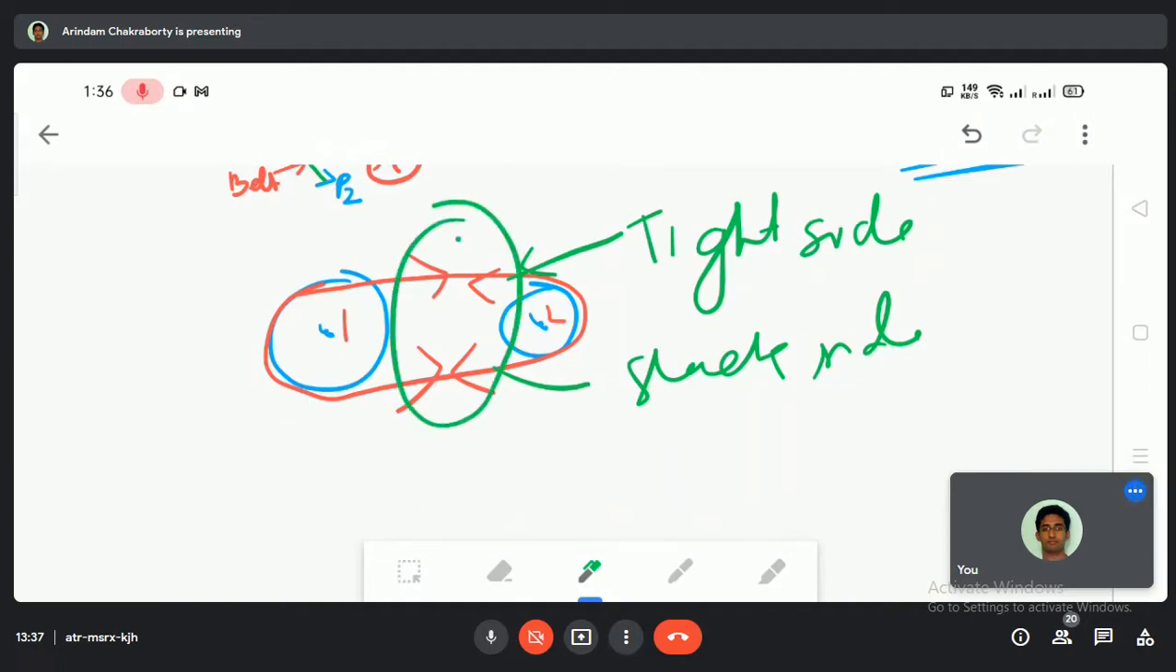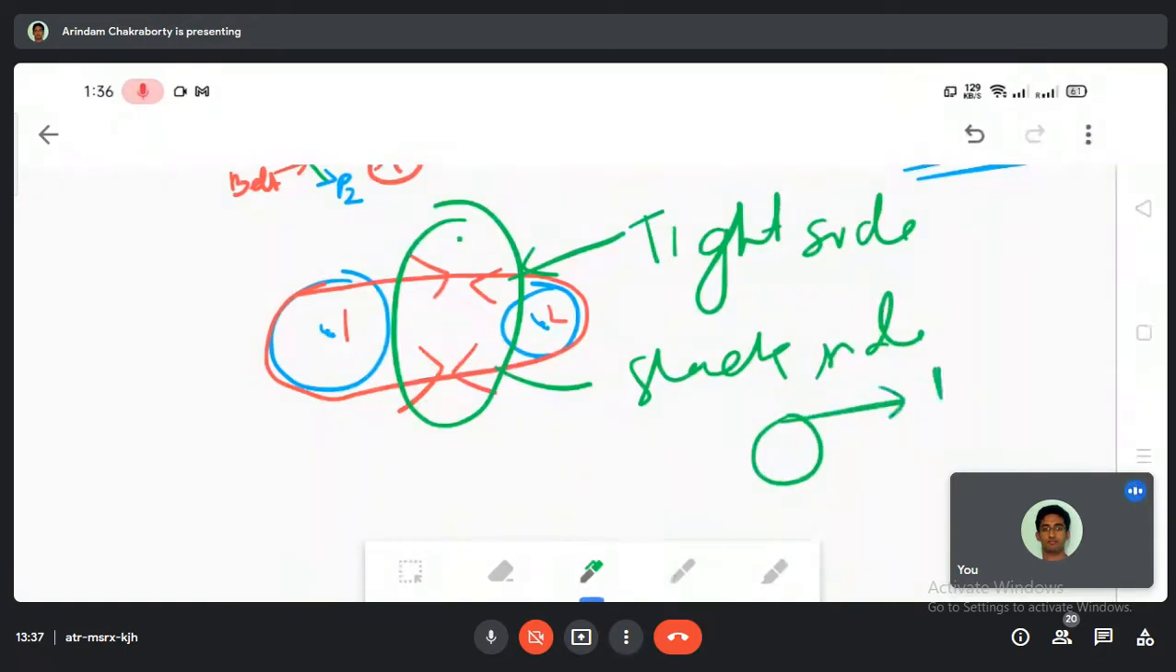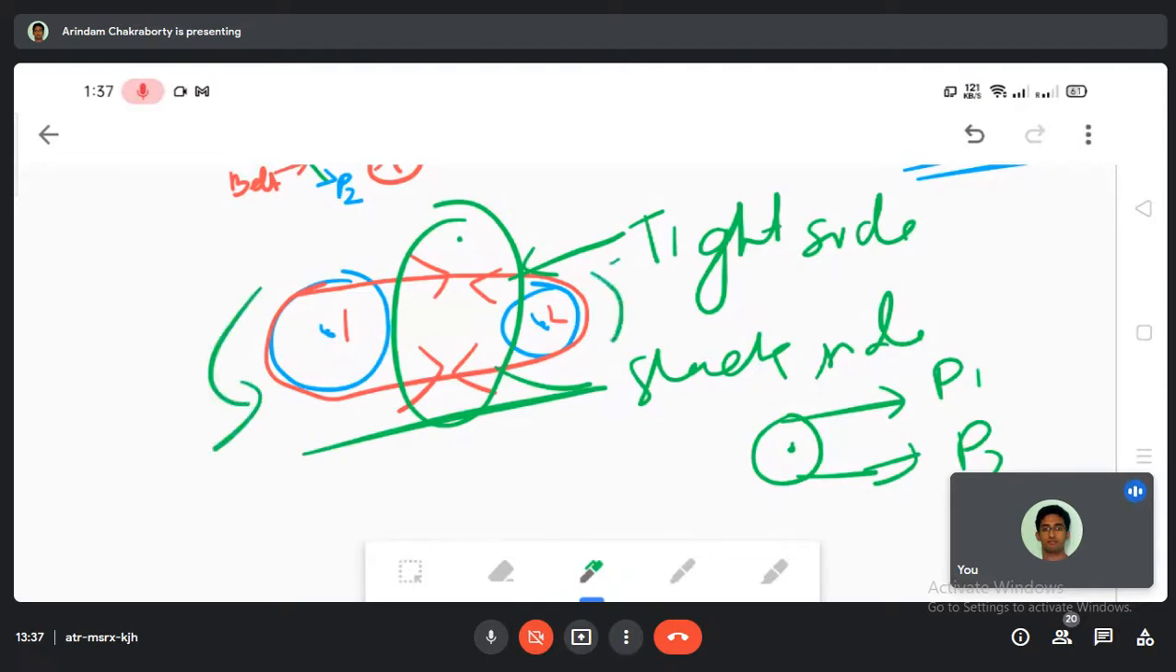That means if you consider pulley 1, this will be P1 and this will be P2. Got my point? We mathematically show that, but actually it's not so. If it is entirely in tension, pure tension, then it is 100% correct that it will not move. The pulley will not rotate, because extreme tension will not allow it to rotate.